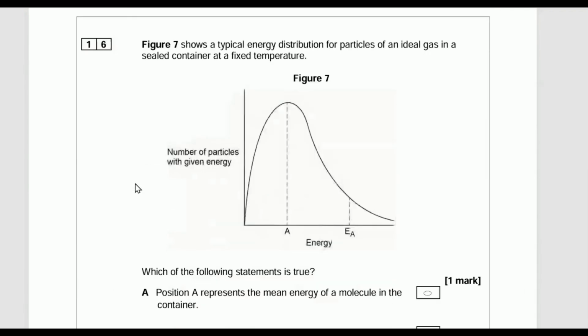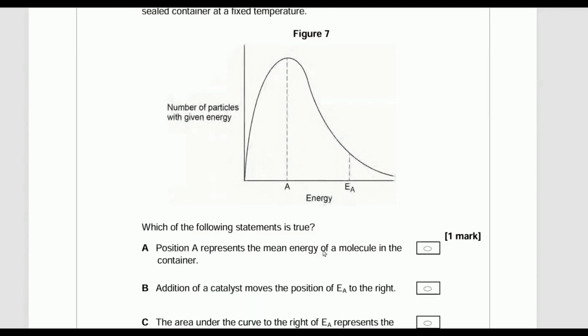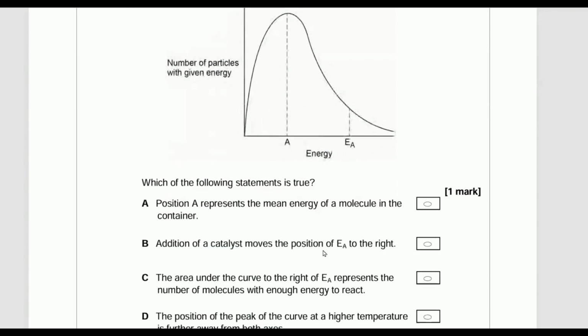Figure 7 shows a typical energy distribution for particles of an ideal gas in a sealed container at a fixed temperature. Here's figure 7. We've got the number of particles, we've got the energy, we've got the activation energy, and then we've got A here. It says, which of the following statements is true? Position A represents the mean energy of a molecule in the container. No, the mean energy is normally to the right of this highest peak, so about there.